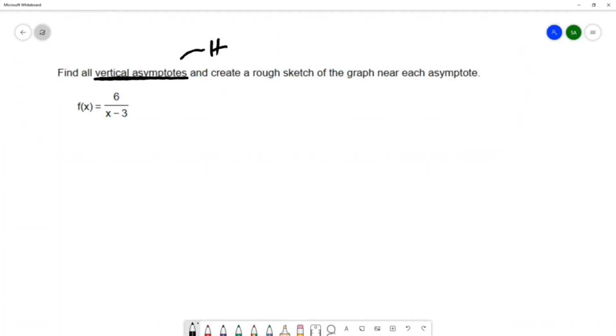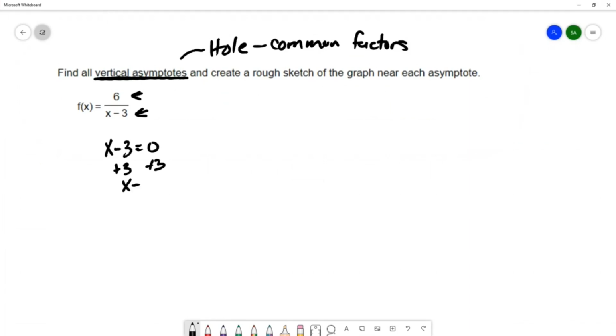So the other type is a hole. And when there are common factors, that's when we have holes in the graph. So because we look at the numerator and denominator and there are no common factors, we know that we don't have any holes in the graph. And once we've established that there are no holes, we can take the denominator and set that equal to 0. And we find out that we have a discontinuity, and because that discontinuity is not a hole, we know that it is a vertical asymptote. So this graph will have a vertical asymptote at x equals 3.